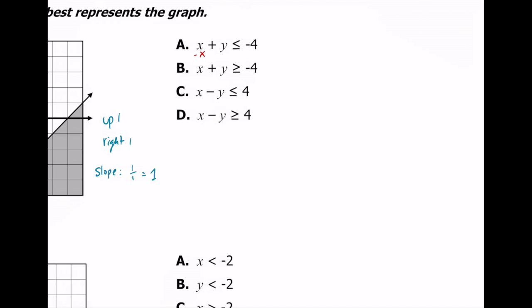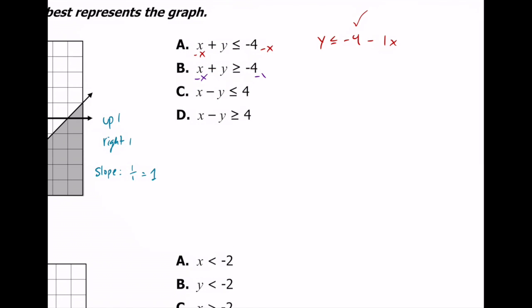So for this first equation, we just have to subtract x. We get y is less than or equal to negative 4 minus x. This does have the correct y-intercept. However, the slope should be positive, not negative. So this can't be it. Let's move on to a different one.